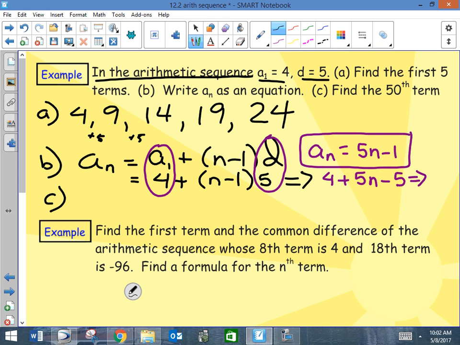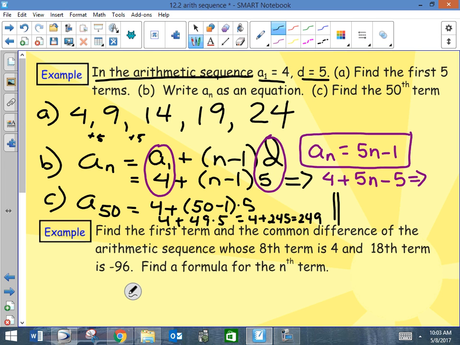All right. Part C, 50th term. Here we go. A50. That's what we're looking for. All right. I can use 4 plus 50 minus 1 times 5, which makes sense. In my head, I start with the 4 and then I add 49 fives. Okay? 49 times 5, what is that? 245. So 245 plus 4 is 249.